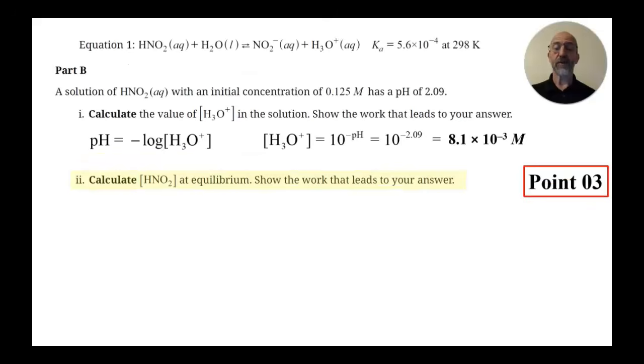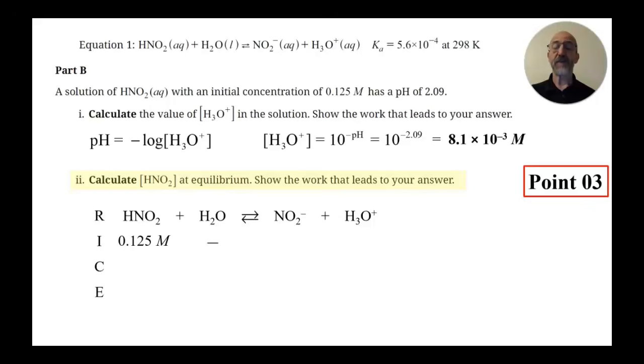Now, in point 3, we have to calculate the equilibrium concentration of HNO2. And so we have to show our work. I'm going to try two methods to calculate this value. Here's a RICE table in which the initial concentration of the nitrous acid is 0.125 molar. I'm not worried about the concentration of water.